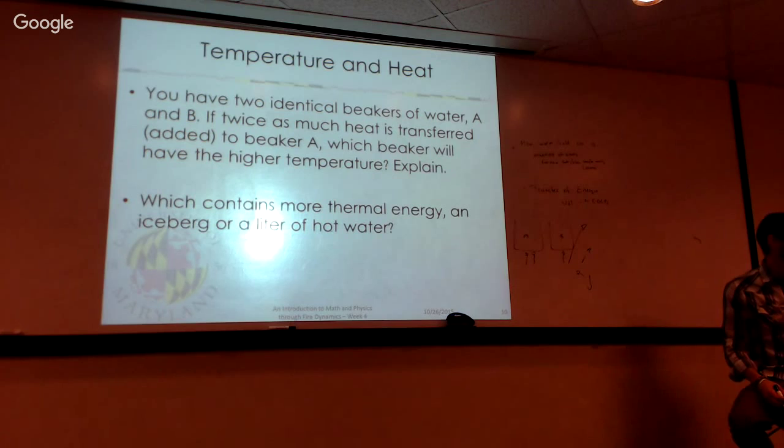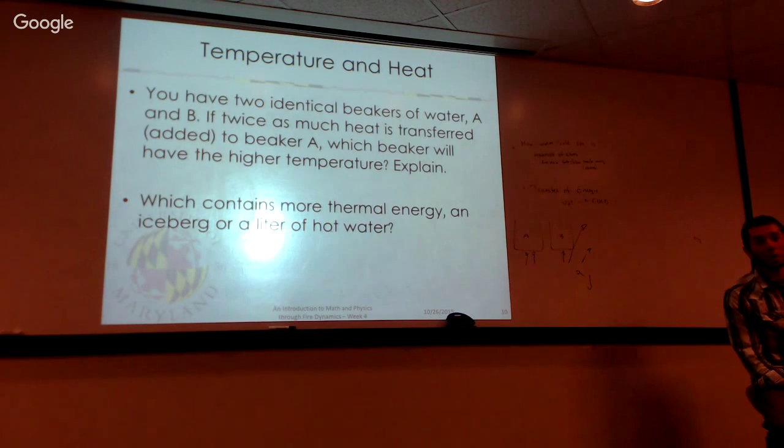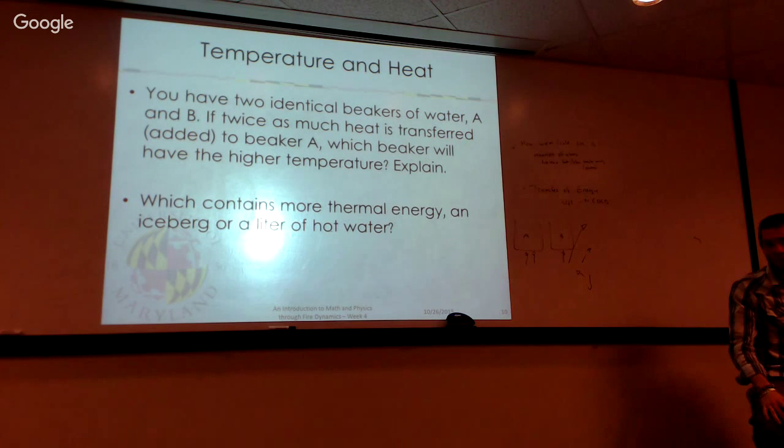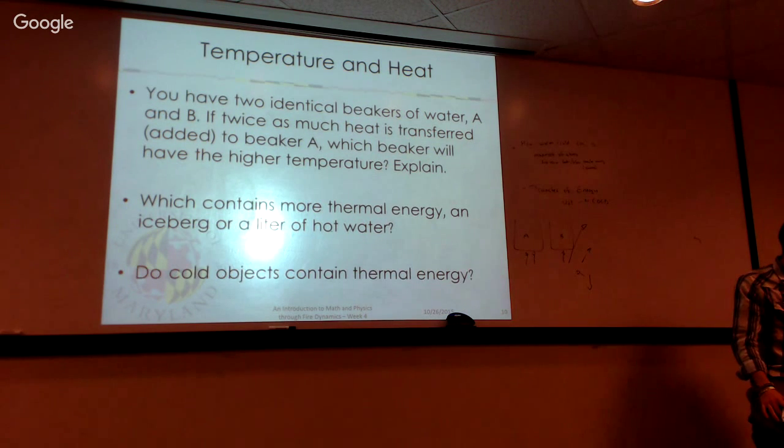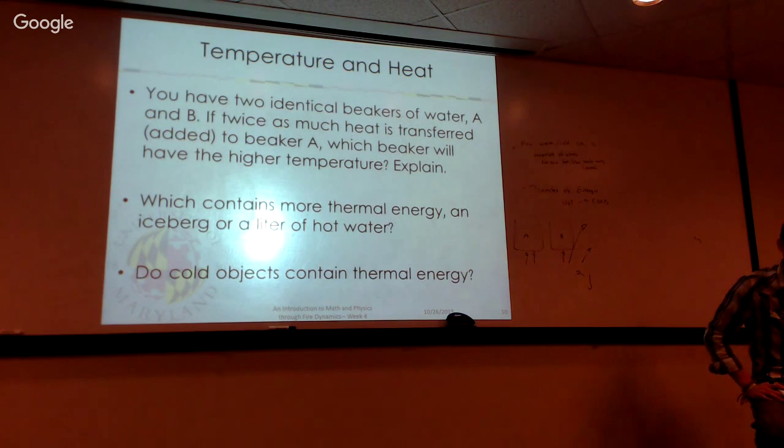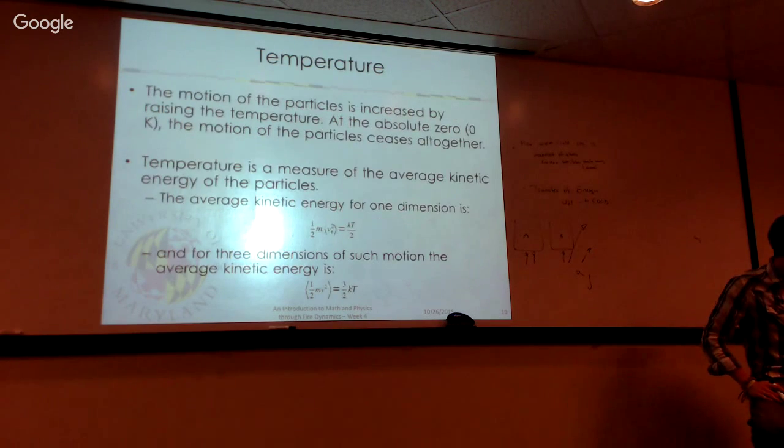All right. Which contains more thermal energy, an iceberg or a liter of hot water? An iceberg. Does everyone agree with that? Yes. Cool. So it's not just how hot something is, but maybe other things matter. And do cold objects contain thermal energy? Yes. All right. Cool. So let's define temperature carefully.